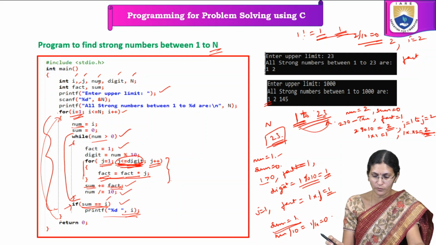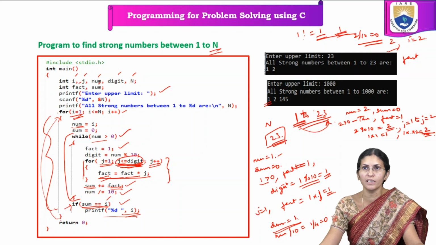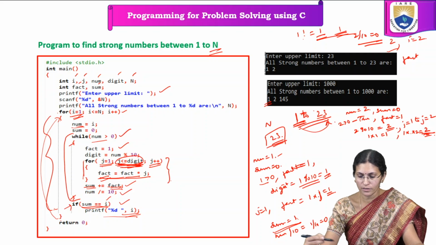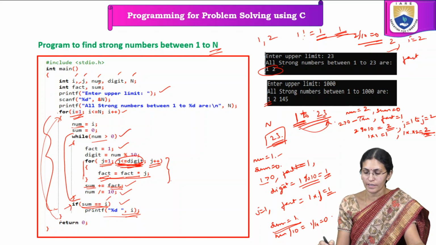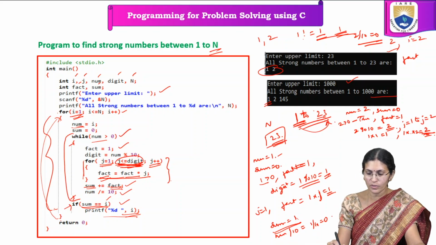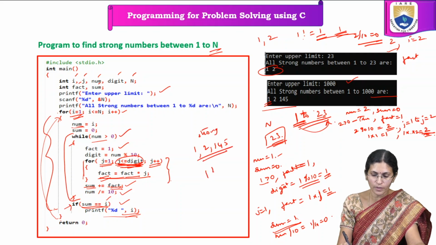If you run the program for different inputs, suppose we give the value of n as 23, all the strong numbers between 1 and 23 are 1 and 2. And for another test case, if you enter the value of n as 1000, these are the strong numbers between 1 and 1000: 1, 2 and 145.